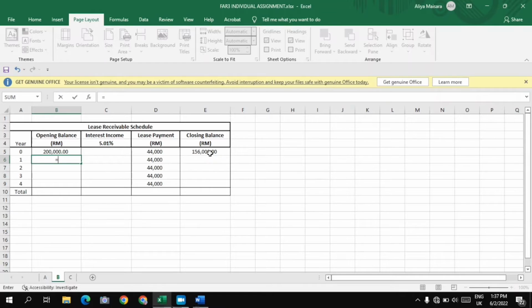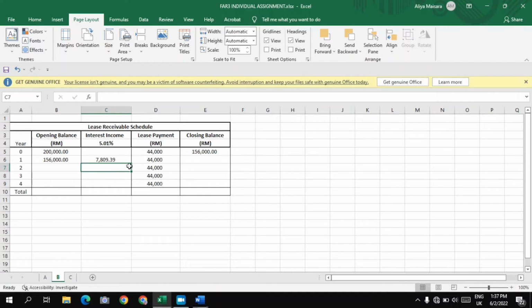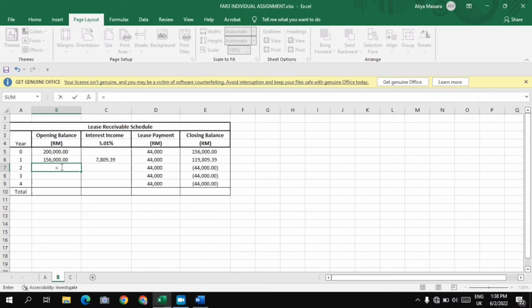For year 1, the opening balance will be 156,000 ringgit. Interest income is the opening balance times the interest rate, which is 5.01%. The interest income for year 1 will be 7,809.39. We will use the same figure. The closing balance will be the opening balance for the next year.